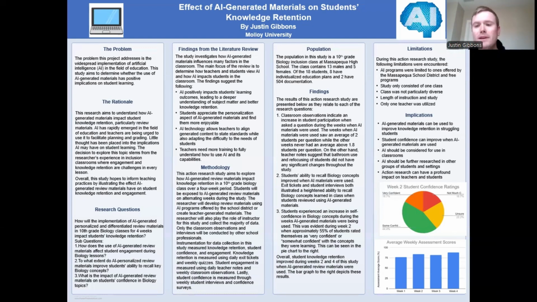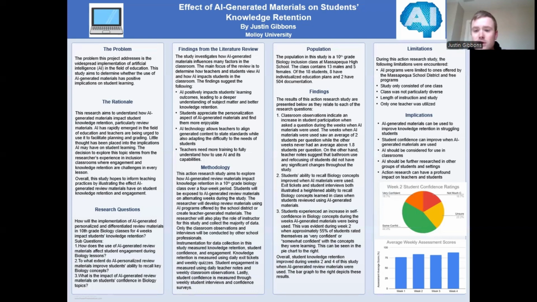So, what were the implications of this study? This study was important because it showed that AI-generated materials can be used to improve knowledge retention in a struggling classroom with students that are struggling to recall concepts. Student confidence can also be improved when AI-generated review materials are used. So if you have students that are lacking confidence, potentially using AI could help with that. AI should be considered for use in classrooms. I know AI is being urged by a lot of professionals to be used in classrooms, and I know some teachers are hesitant to use it, but I hope this study can at least put out there that there are positive aspects to it, and teachers should consider using it.